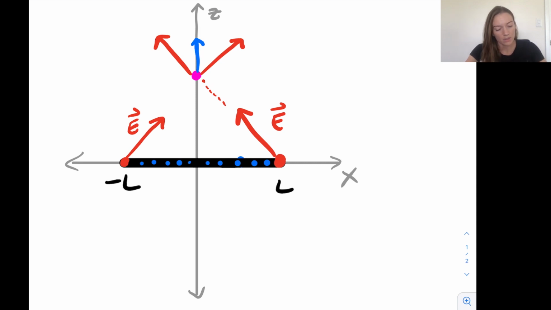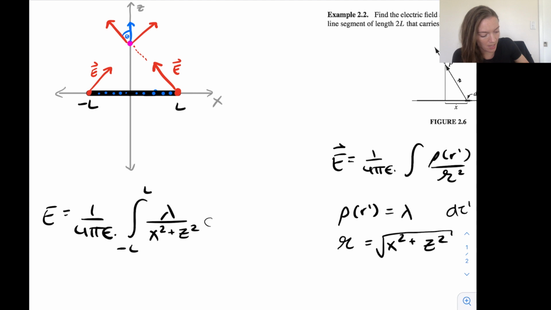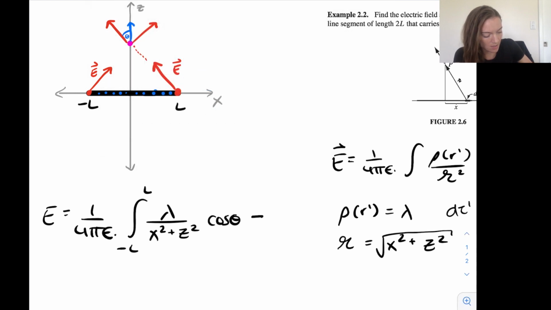But how do I figure out what is the vertical component of every single piece of electric field here? So I can just take this angle here, and then the vertical component will just be the cosine of my vector. So I'll just have like E cosine theta, and that will be my vertical component. So, okay, let's just write that in. So let's just put in a cosine theta here for now. And we're integrating dx in the z hat direction.